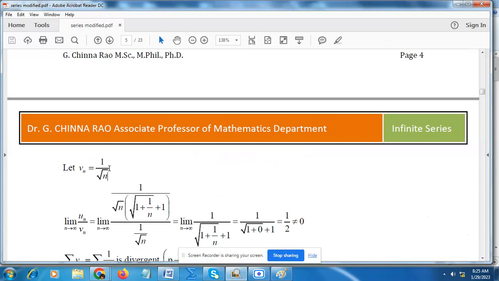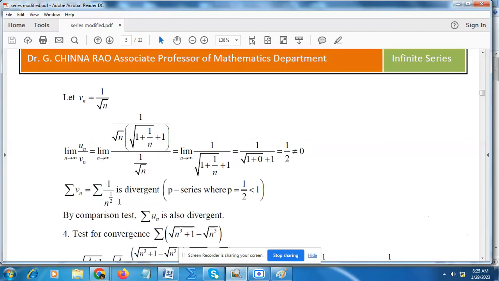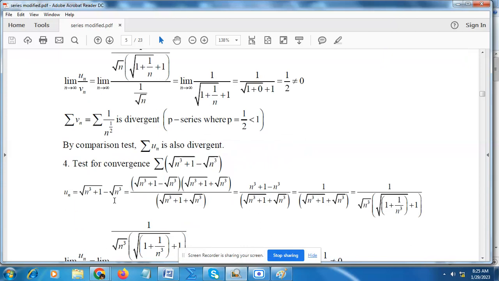Then you go for Vn, 1 by root n. That is n power half. Here p is half, which is less than 1. According to the p series, it is divergent. Okay. When sigma Vn is divergent, by the comparison test, sigma un is also divergent.